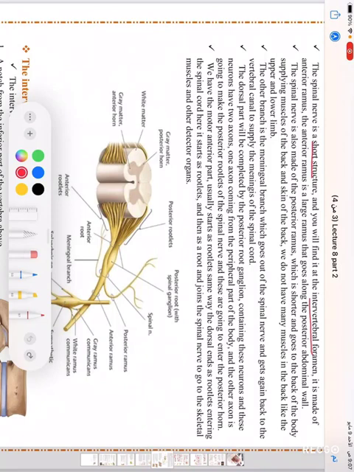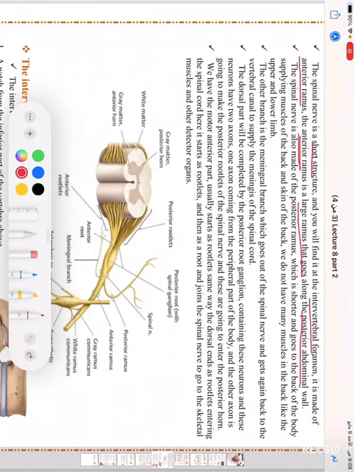It is made of the anterior ramus. The anterior ramus is the large ramus. It is just a large ramus that goes along the posterior abdominal wall.